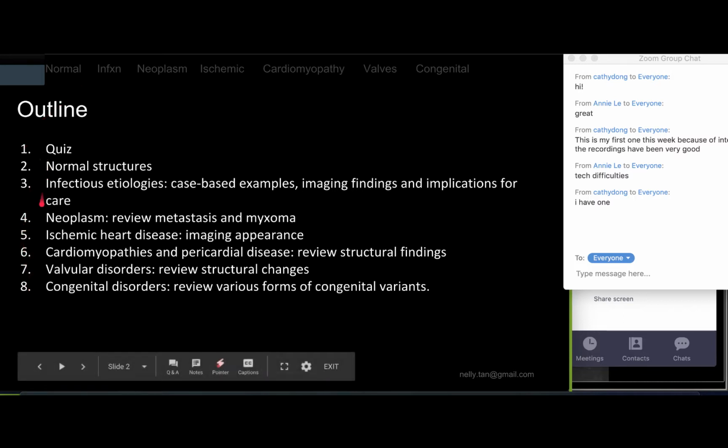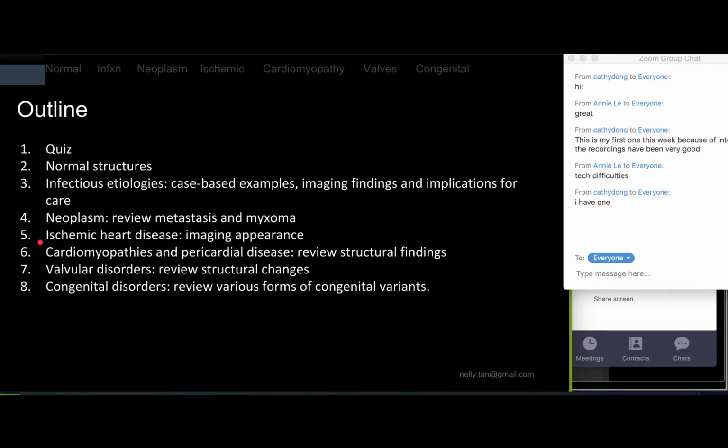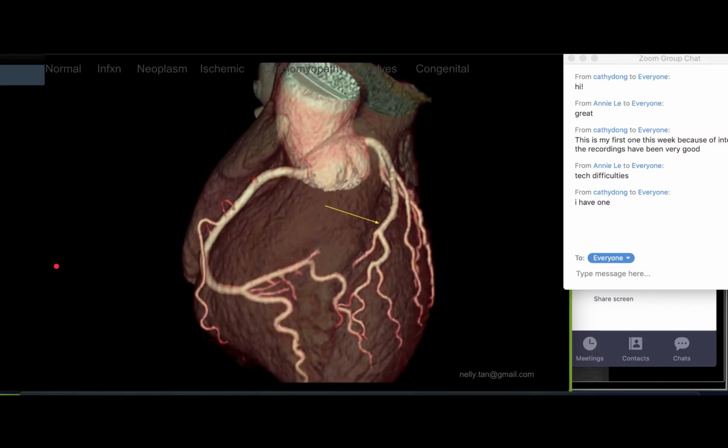We'll do a quiz first, which is separate from the quiz that you've already taken. Review normal structures, and then go through the infection, neoplasms, ischemic heart disease, cardiomyopathies, valves, and congenital diseases. Okay, so we'll start off with a quiz. What do you think? Which vessel is this? You can just shout it out, or if you want to text it, that's fine too.